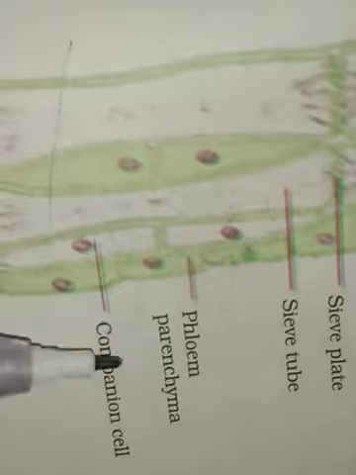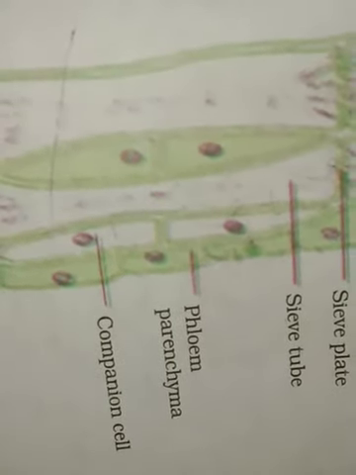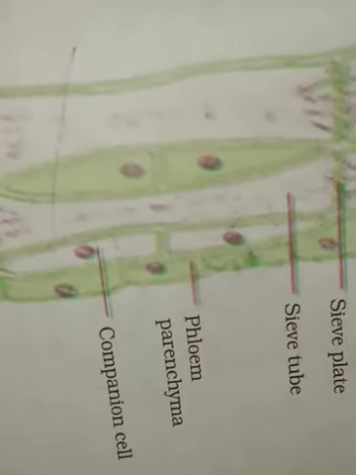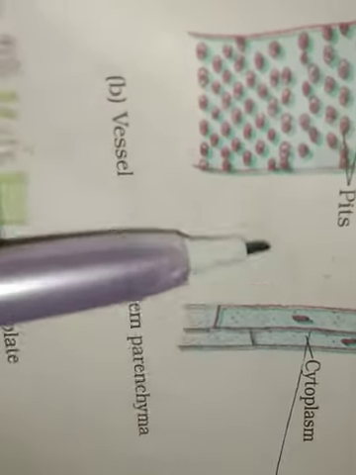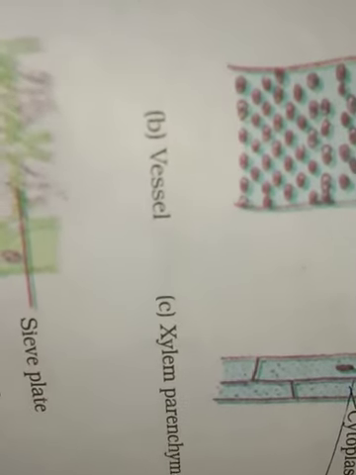So that was all about complex permanent tissues, xylem and phloem, and we have studied the structure in both cases in detail. It is very important, so students, revise both of these points carefully.